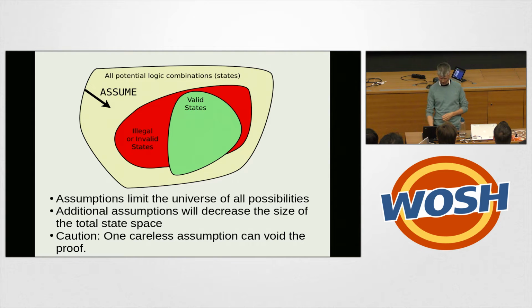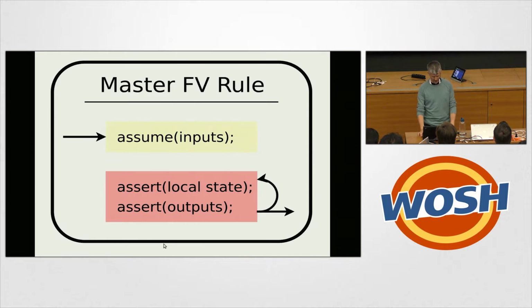And as I said before, if you're making a careless assumption, one careless assumption can void the proof. So if I assume that clock is 0, we never get a transition. The design can't progress. And typically, you will always use assumes for your inputs, and you will use assertions for your local state and for your outputs.